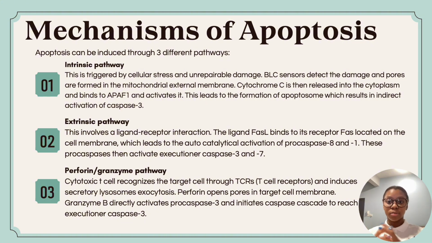In the extrinsic pathway, ligand receptor interaction is required between the ligand FasL and its receptor located in the cell membrane. This results in the catalytic activation of procaspase 8 and procaspase 10, which then activates caspase 3 and caspase 7.